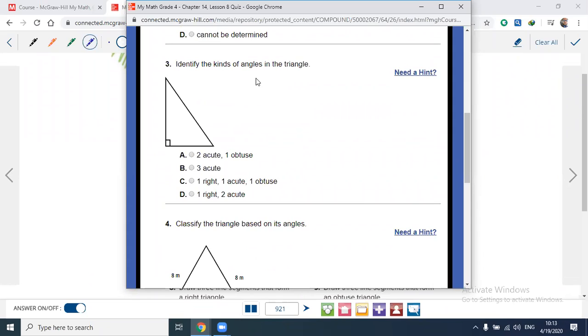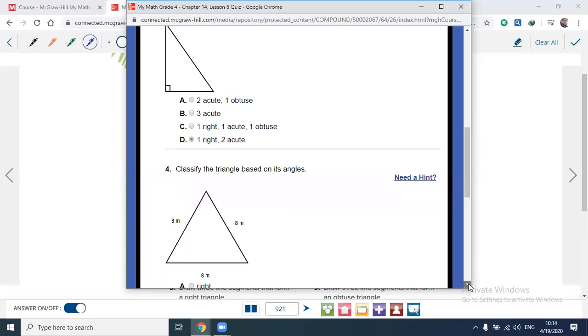Number three. Identify the kinds of angles in the triangle. I have here this right triangle, right? What should I have now? D, yes, excellent. One right and two acute. Thank you, Muhammad. This right triangle has one right and the other angles should be acute angles. So one right and two acute.